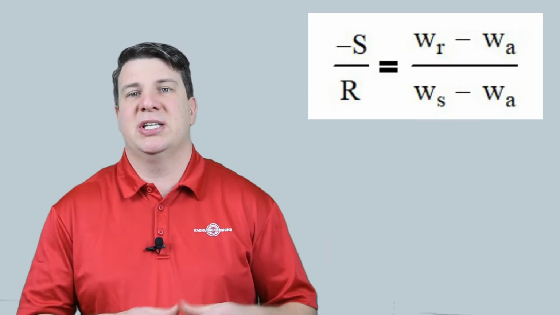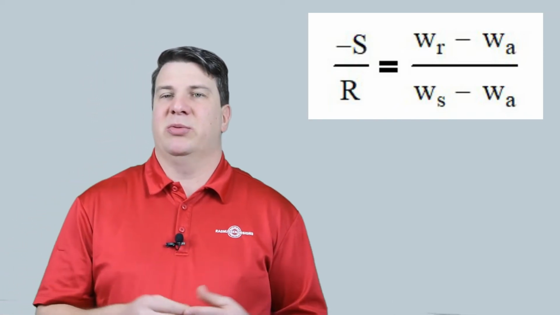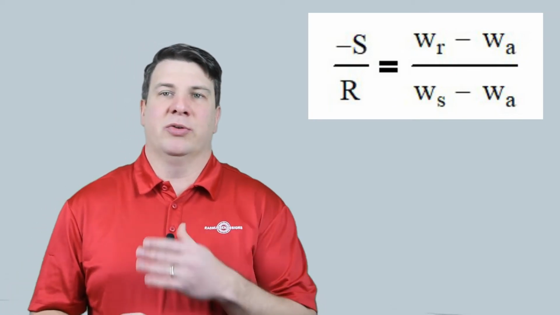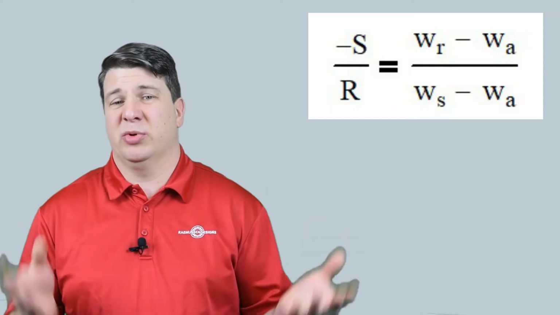But we want to know how all those things work together, and luckily there is a great equation for doing so. That equation is the negative number of sun teeth divided by the number of ring teeth, and that's going to equal the speed of the ring minus the speed of the arm over the speed of the sun minus the speed of the arm. And this is a great simple equation that helps us out tremendously.